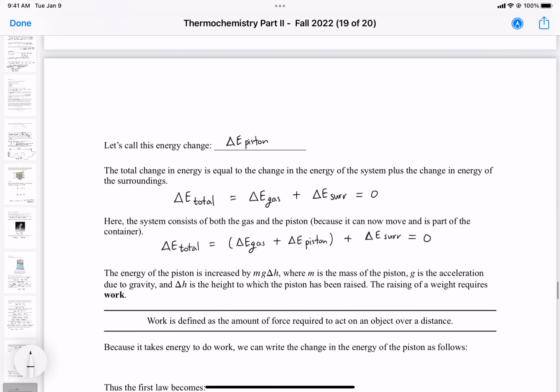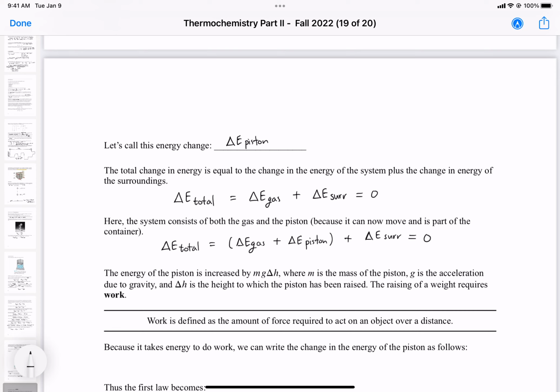So what is the energy doing to the piston, right? The energy of the piston is increased by a distance of mg delta h. So that's going to be the energy required to move the piston to a certain height above its original position. So it's going to have increased potential energy.